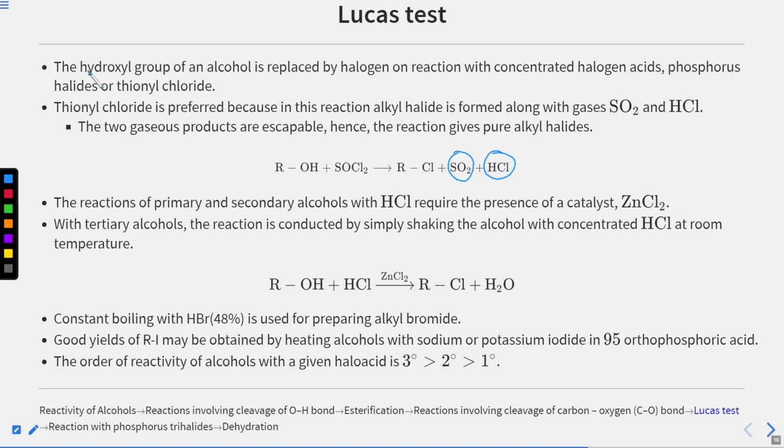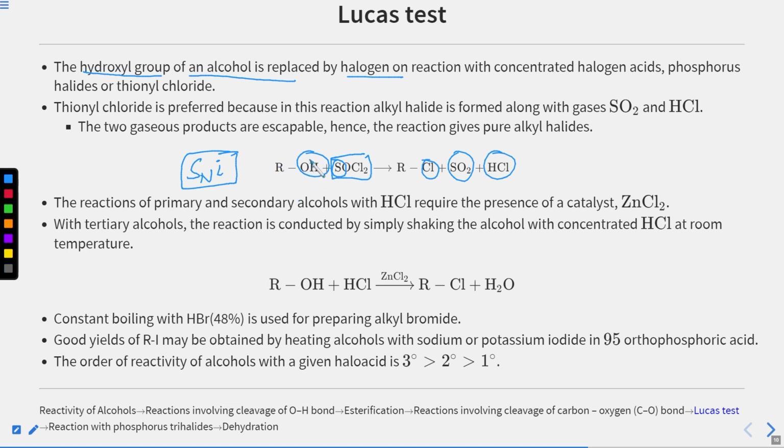Okay, so what happens in this reaction? The hydroxy group of an alcohol is replaced by a halogen group. So this is the hydroxy group, and it is replaced by a halogen group on treatment with thionyl chloride. This is called thionyl chloride, where thio is used for sulfur and oxygen. If we treat it with thionyl chloride, then we get this product. And for your information, this follows the SNi mechanism. Since I have shown the mechanism, you can try this by yourself.